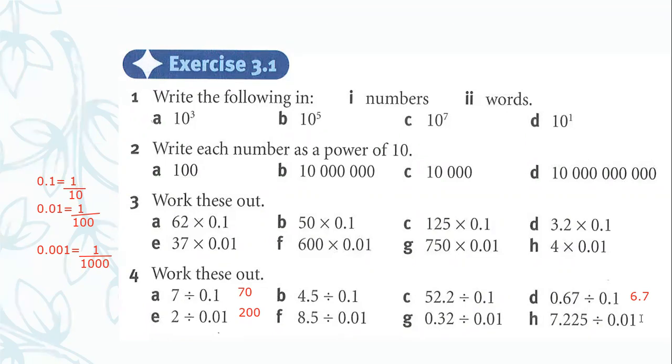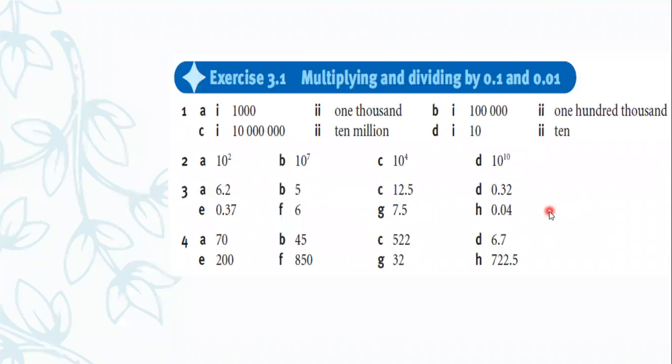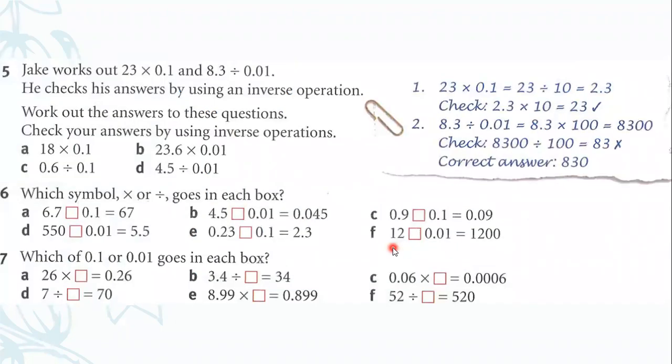Okay, so let's go to the new slides. Let me show you the answer first. Here are the answers, so you can write all these answers in your notebook. Question number 5. Jake works out 23 multiplied by 0.1 and 8.3 divided by 0.01. Check the answers using the inverse operation.